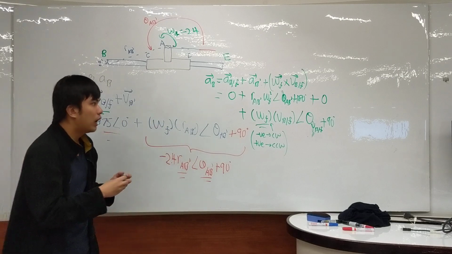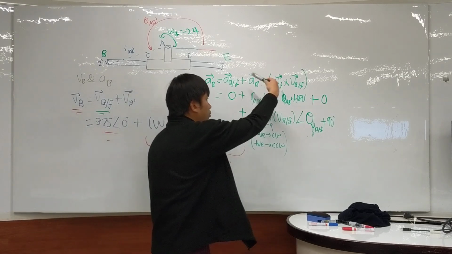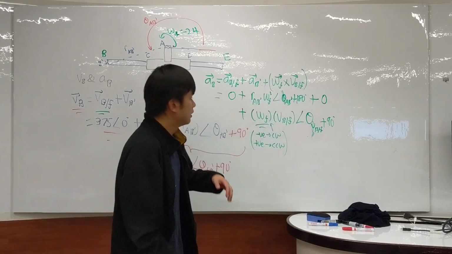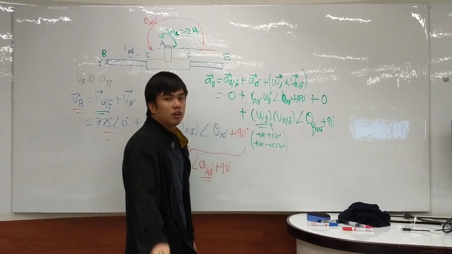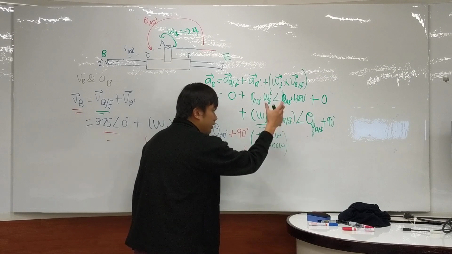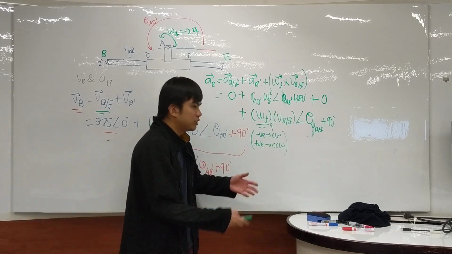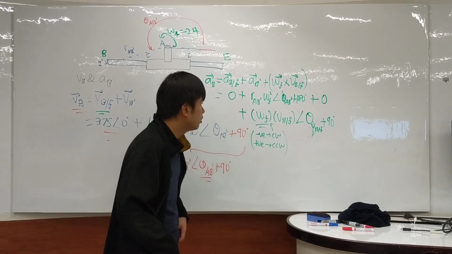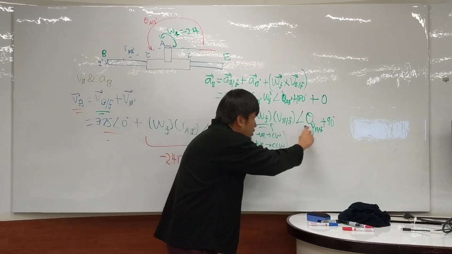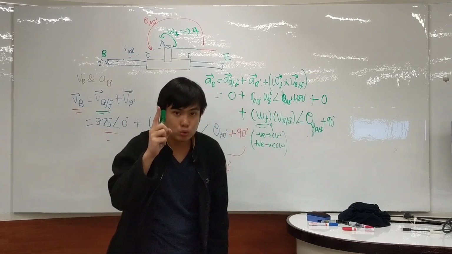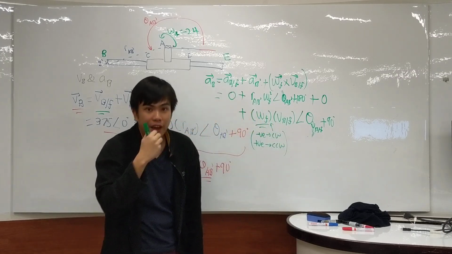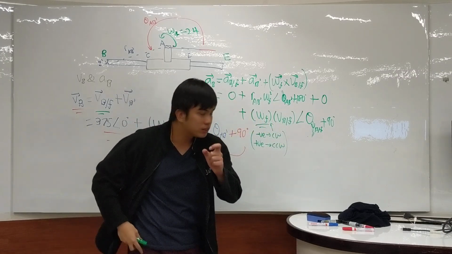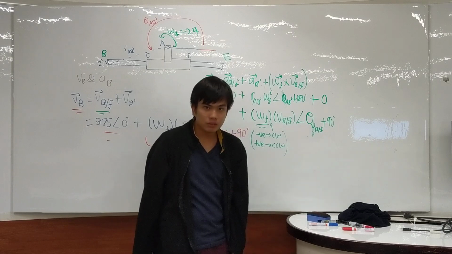Let me repeat. How do you use a shortcut method to evaluate omega F cross VB slash F? This is my method. First of all, find the magnitude of omega, put it here. Find the magnitude of VB slash F, put it here. Magnitude is the in front term. And the direction of this term must equal the direction of velocity of B with respect to F, which in this case is 0 degrees, and you add 90 degrees to it.